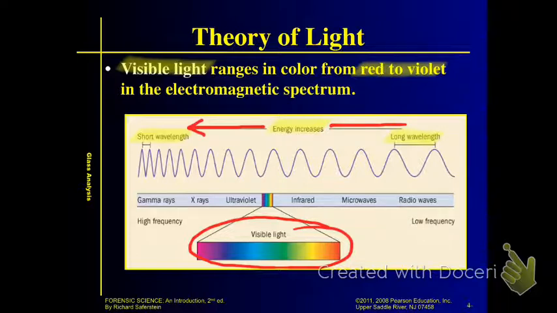So if we're talking about visible light, down here, violet has the highest energy and the shortest wavelength. Violet is the color of visible light that has the highest energy and the shortest wavelength.